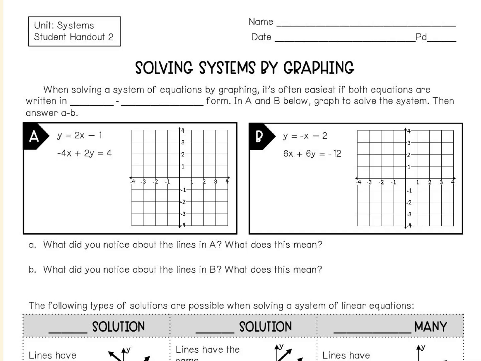All right, when solving a system of equations by graphing, it's easiest if both equations are in slope-intercept form. Okay, and if you don't remember which form that is, y equals mx plus b, your favorite. So we're going to graph these, and then we're going to see what happens.